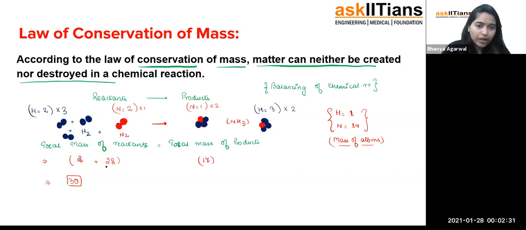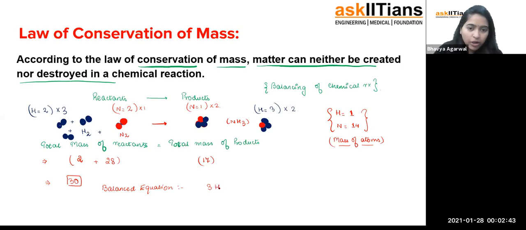And now, if I talk about the balanced equation, the balanced equation will be 3 molecules of hydrogen plus 1 molecule of nitrogen giving me 2 molecules of ammonia. Now the reaction is balanced. There has been a conservation of atoms, the same number and types of atoms on the left hand side and the right hand side. Now I'll check for masses.